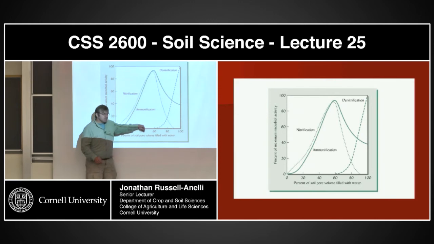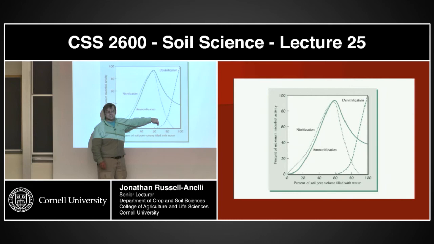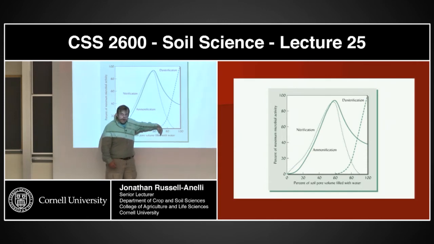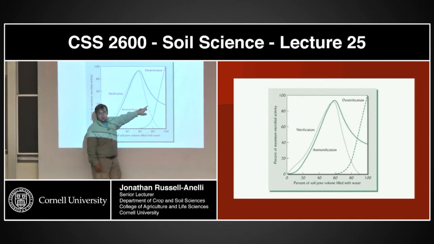As I start seeing more and more water in the system, my ammonification, the first step, and my nitrification, the second step, increase until I get some range around 60 to 70% pore-filled spaces, water-filled pores. Now, as the water level increases, nitrification and ammonification start dropping off.